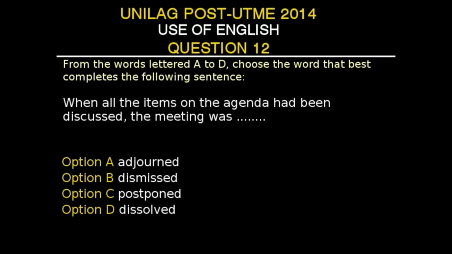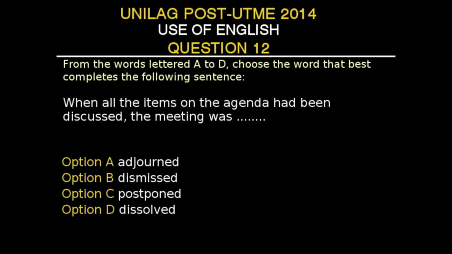UNILAG post UTME 2014, use of English, question 12. The instruction is, from the words lettered A to D, choose the word that best completes the following sentence. And the sentence is, when all the items on the agenda had been discussed, the meeting was dashed. Option A, adjourned. Option B, dismissed. Option C, postponed. Option D, dissolved.